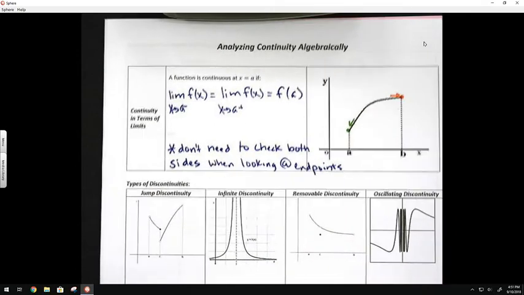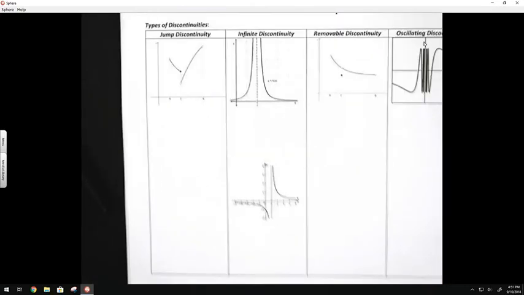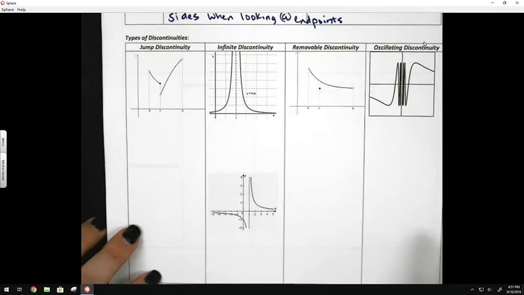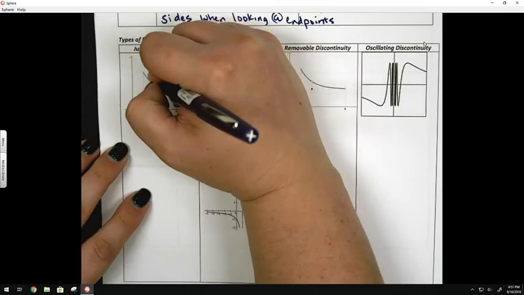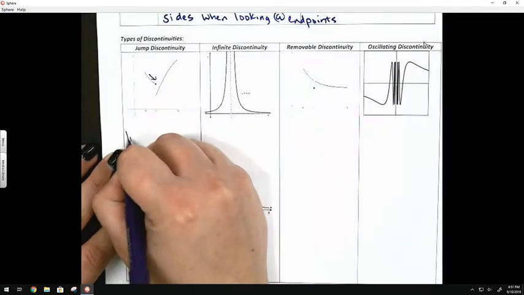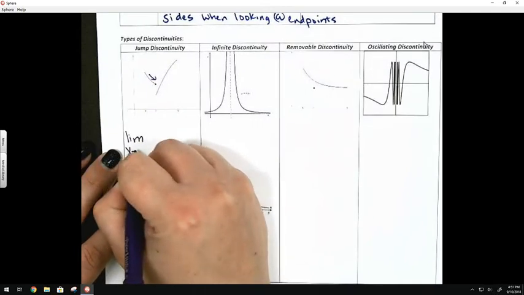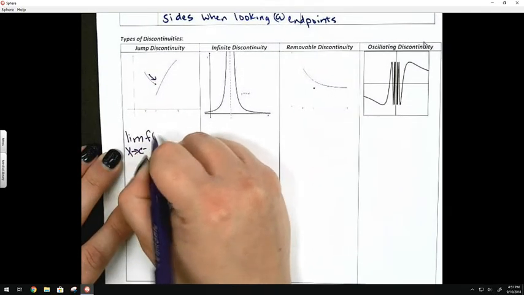Okay? This down here should look pretty familiar because we talked about a lot of it already. So we're going to do this super quick. But a jump discontinuity looks like this, right? And we know that the limit from the left does not equal the limit from the right.